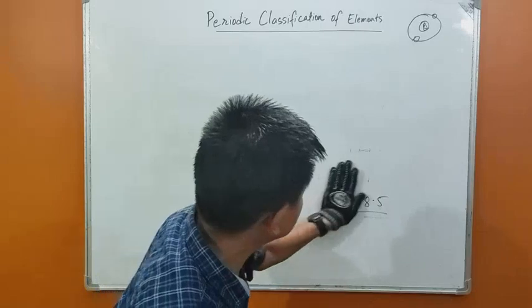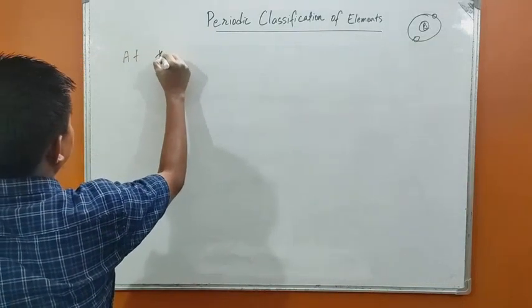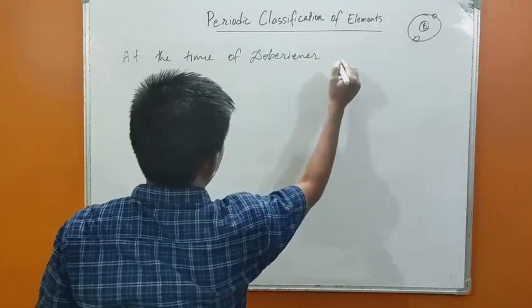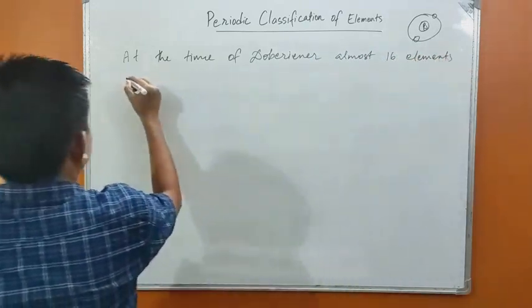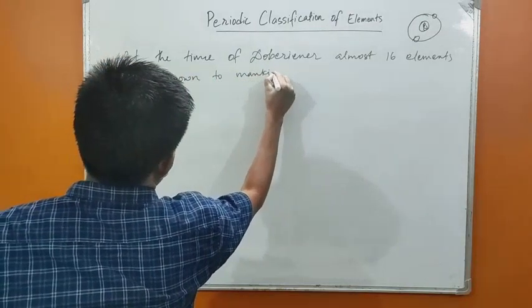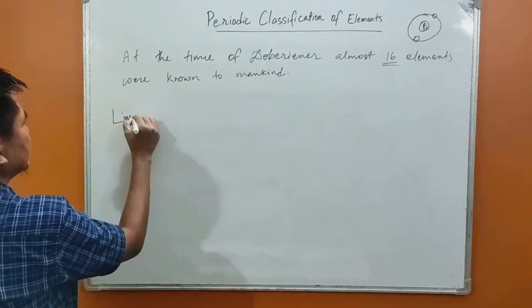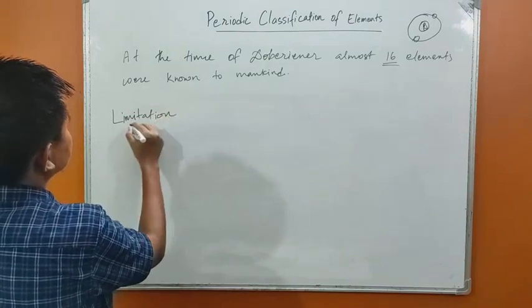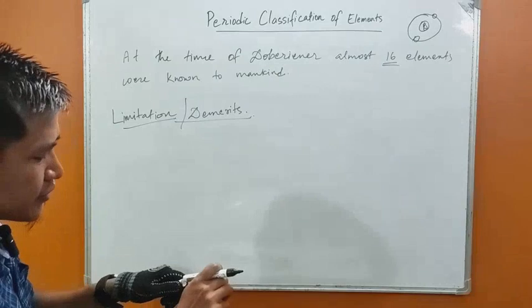Now, let us see the limitations of the triad. At the time of Dobereiner, almost 16 elements were known to mankind. Limitations means demerits. The limitations or demerits of Dobereiner's triad are as follows.